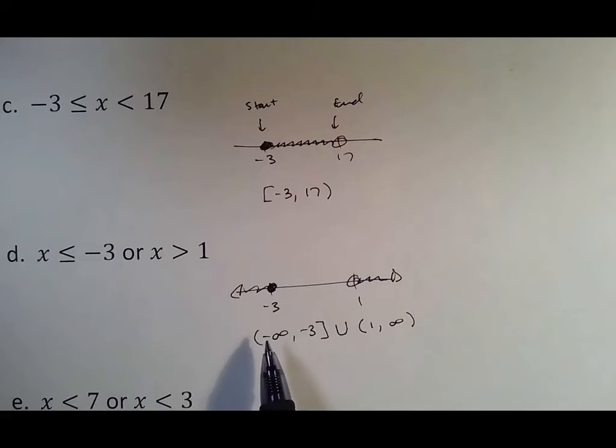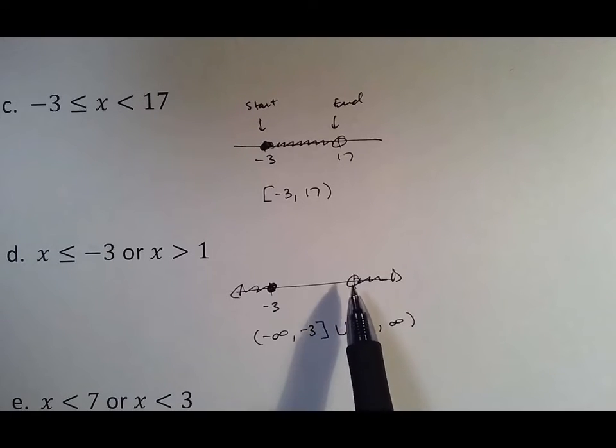So again, the first part starts way off to the left and stops here. That's what this is telling me. You're putting this together, or union is what it stands for, with a graph that starts at 1 and goes on forever.